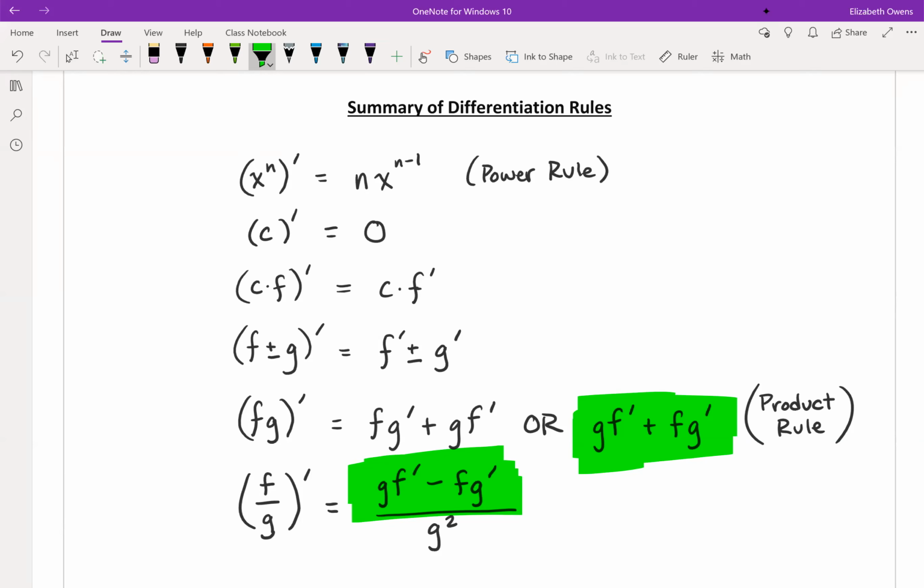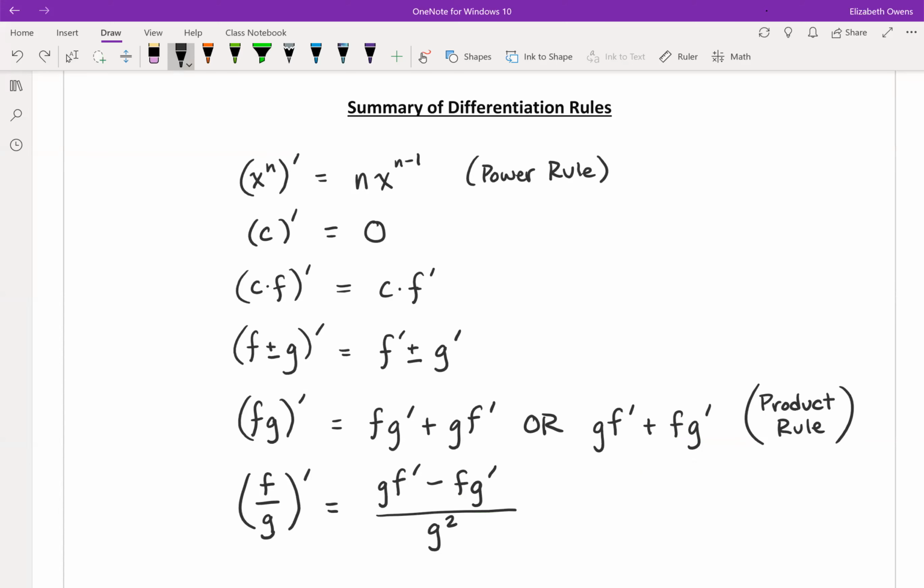Because these are both legit ways of using these rules. So if that structure looks more appealing, then go with it. So yeah, there is your quotient rule.